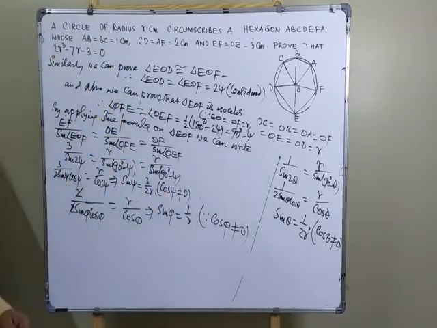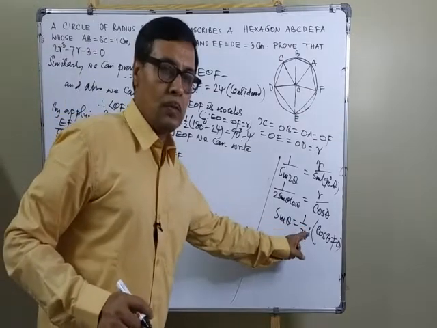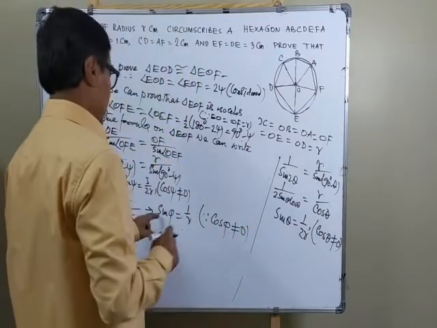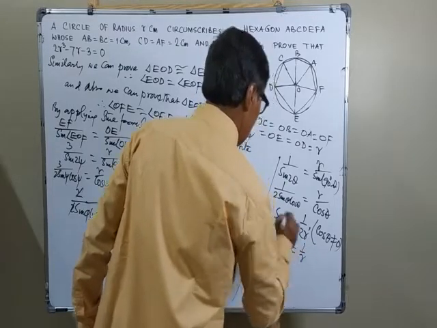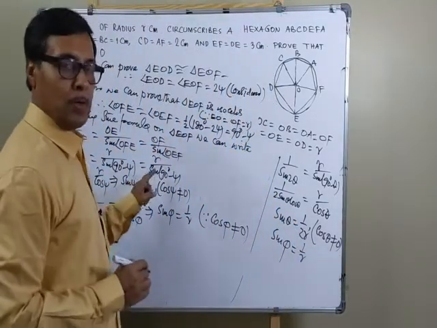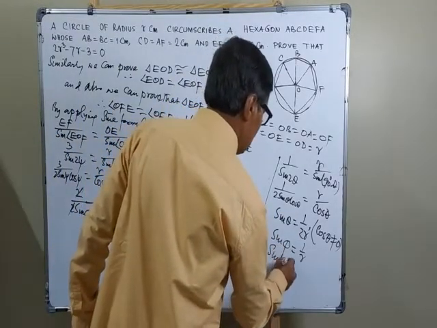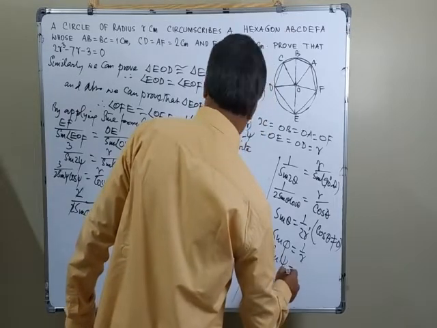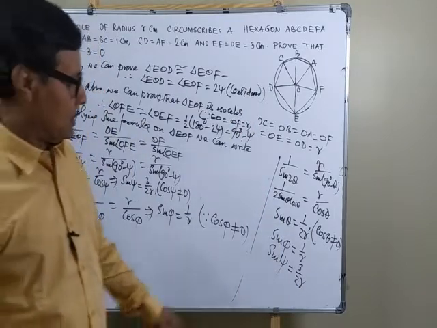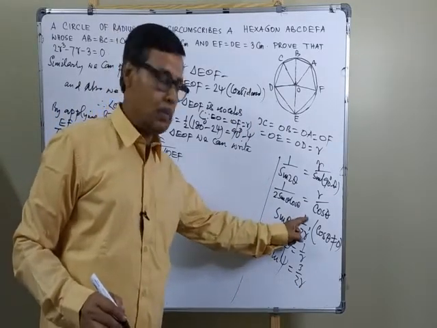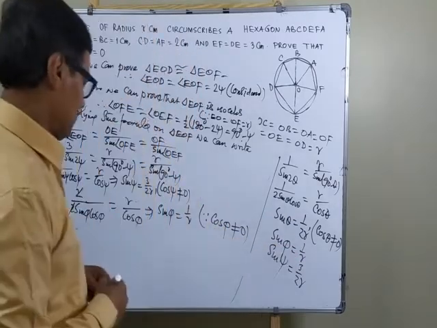So we have got 3 results, that is, sin theta equal to 1 over 2R, sin phi equal to 1 over R, and sin psi equal to 3 over 2R.